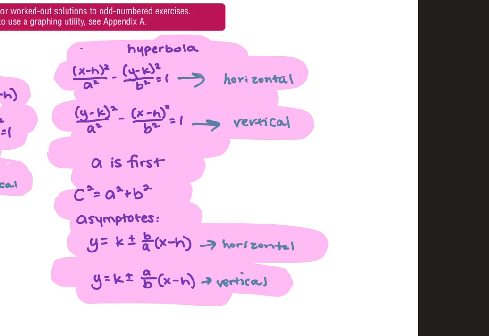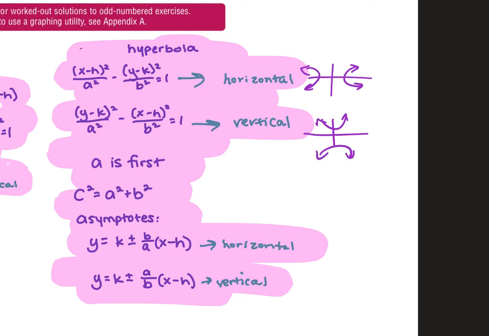And then you got hyperbolas. So this has the minus between: x minus h squared over a squared minus y minus k squared over b squared equals 1. If it's horizontal, the x comes first and is positive. And then y minus k squared over a squared minus x minus h squared over b squared equals 1 is your vertical. So the horizontal means that your branches open to the right and to the left, and the vertical means they open upwards and downwards.